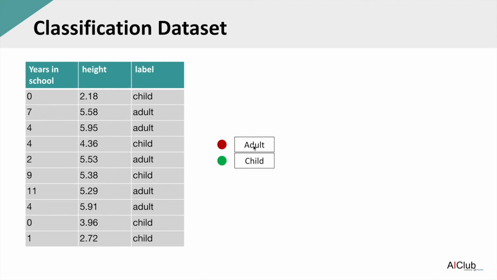You also see here is a red dot on the slide. Whenever a row in the table is adult, it's represented by a red dot. And whenever a row is a child, it's represented by a green dot. Why are we color coding these two classes? It's so that we can plot this data and get a visual sense of how the data looks in a plot.